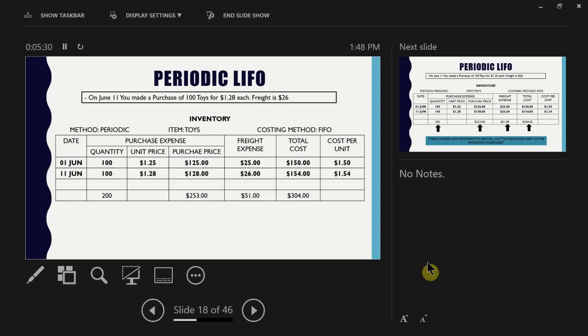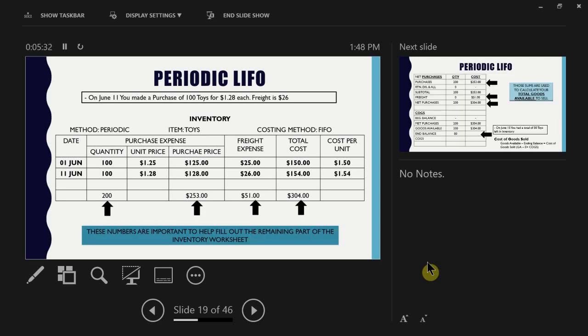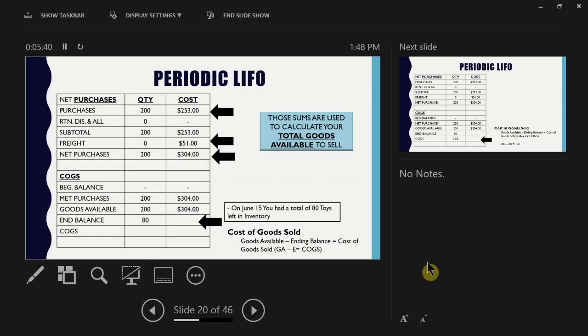And once again, we're going to take these four sums and apply them to our bottom portion here. So first thing we're going to do is solve for our net purchases. We have the quantity of how much we purchased. We have the purchase price. Here we're going to ignore returns, because we didn't have any.